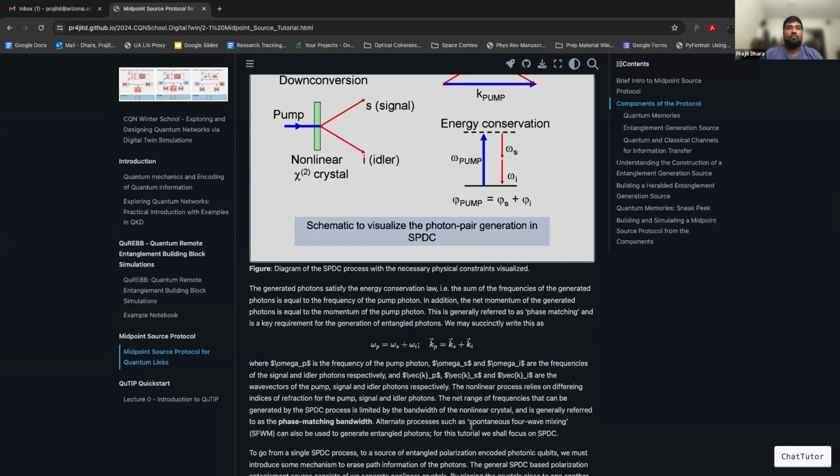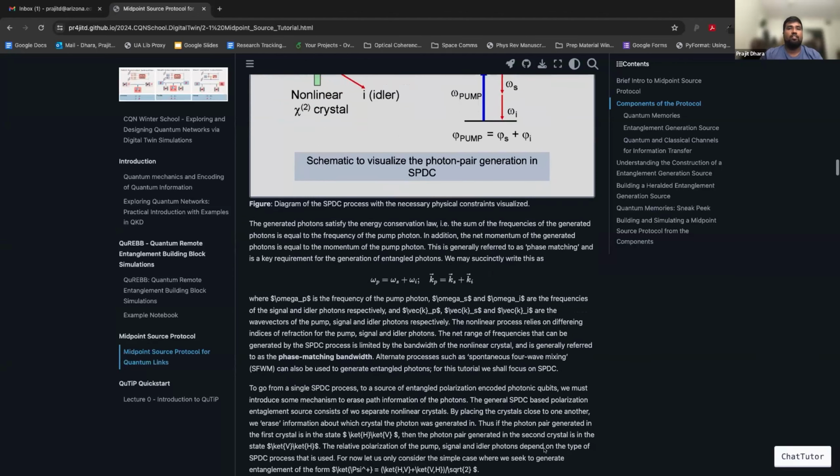The range of frequencies that can be generated for signal and idler while also maintaining the momentum conservation law is given by the bandwidth of the nonlinear crystal and is generally referred to as the phase matching bandwidth. A similar process can also be done considering a third order nonlinearity. This is a second order nonlinearity. A third order nonlinearity would involve two pump fields and two daughter photon fields, or the signal and idler fields. The third order nonlinear process is called spontaneous four-wave mixing, but here we will only look at SPDC.